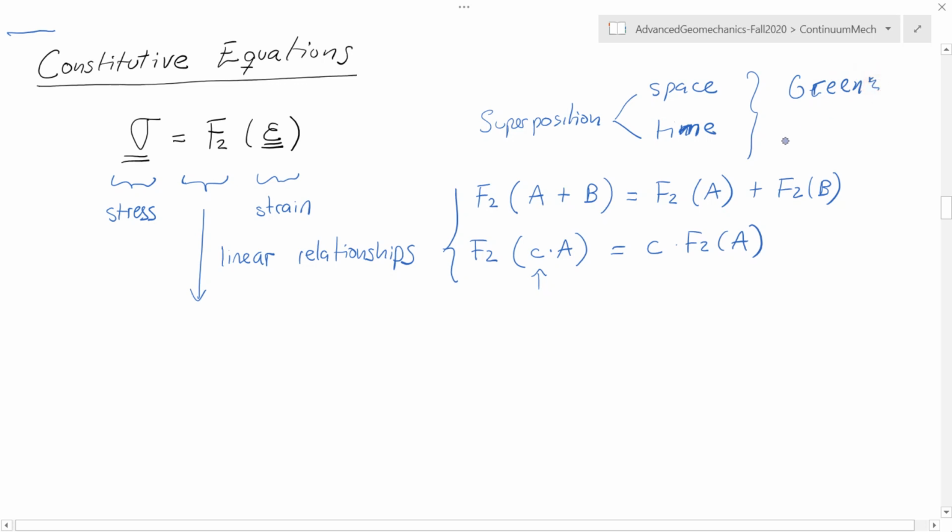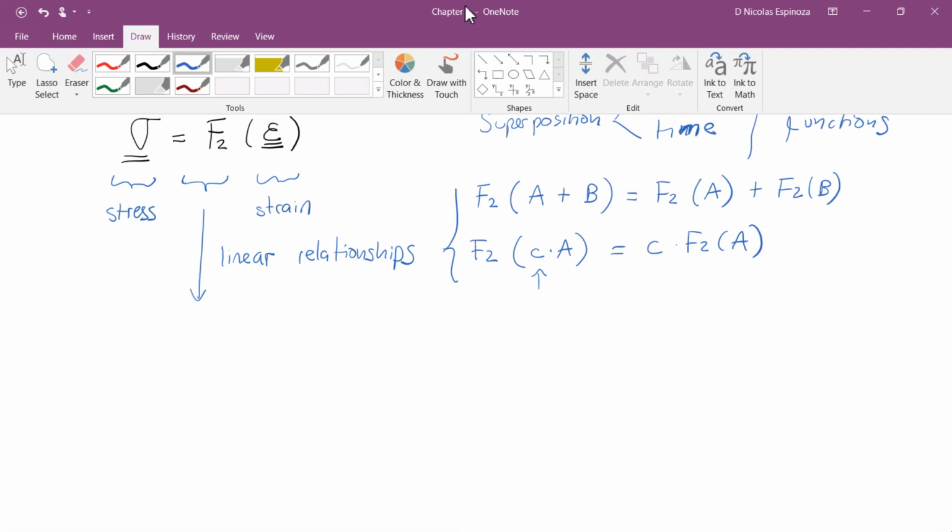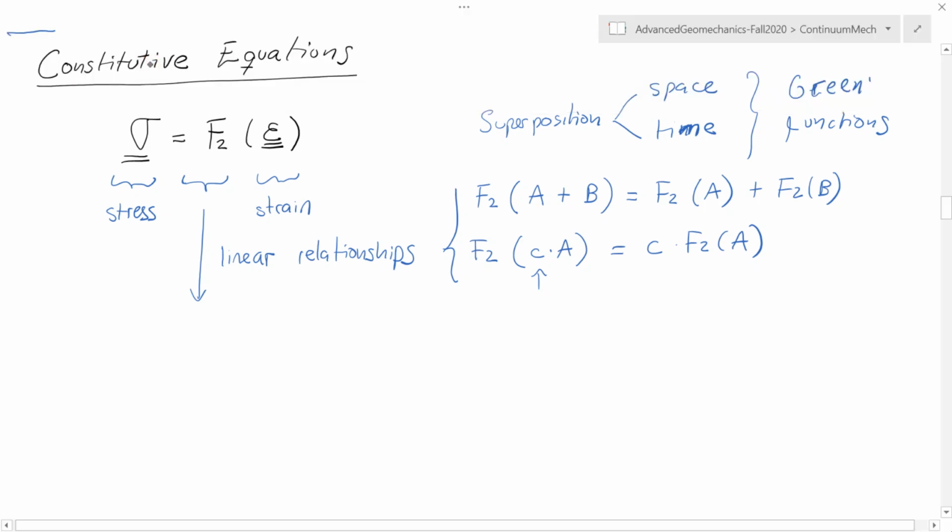For geomechanics, this is going to be very, very useful. But we need to keep in mind that this is only possible when we have a linear relationship between the materials. And this is going to make many things very convenient. And that's why we try always to linearize problems and to use linear relationships.